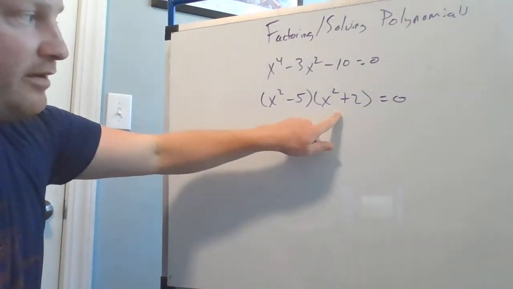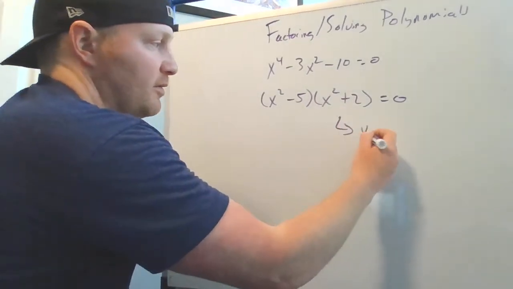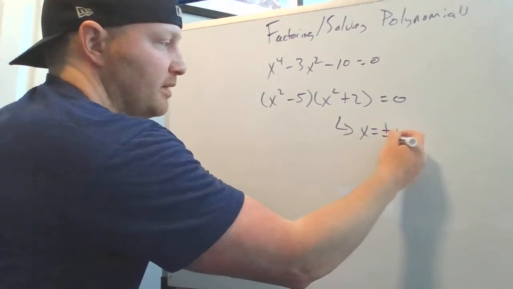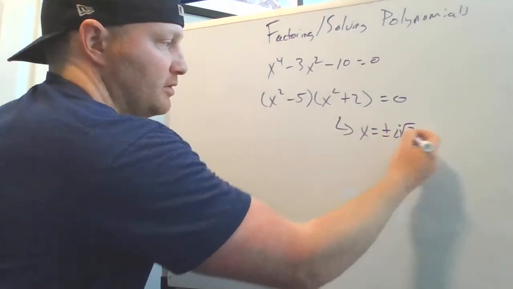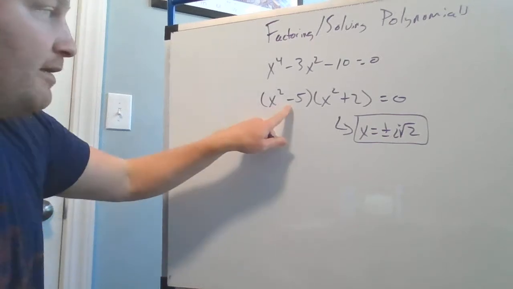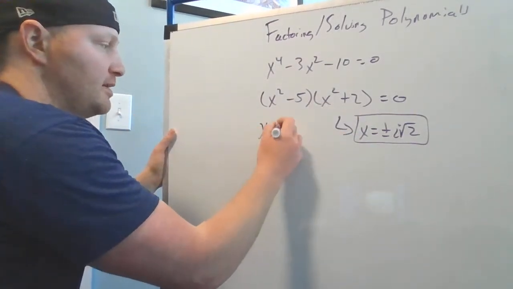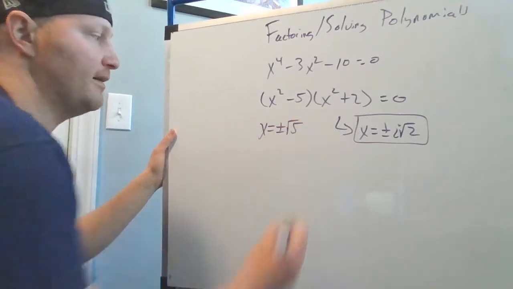I think you're getting the hang of this now, at least I hope. You subtract 2, square root both sides. So this is going to be x equals plus or minus i square root 2, because you're going to have negative 2 under the square root sign there. And then this one will be nice because you're going to add 5 to both sides with positive answers. So x equals plus or minus square root 5.